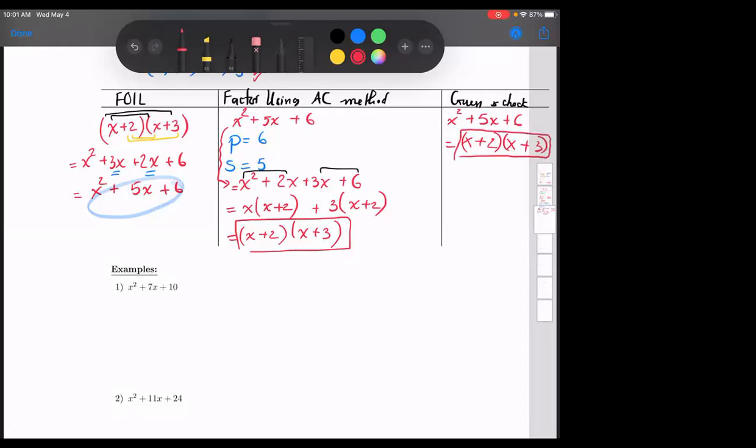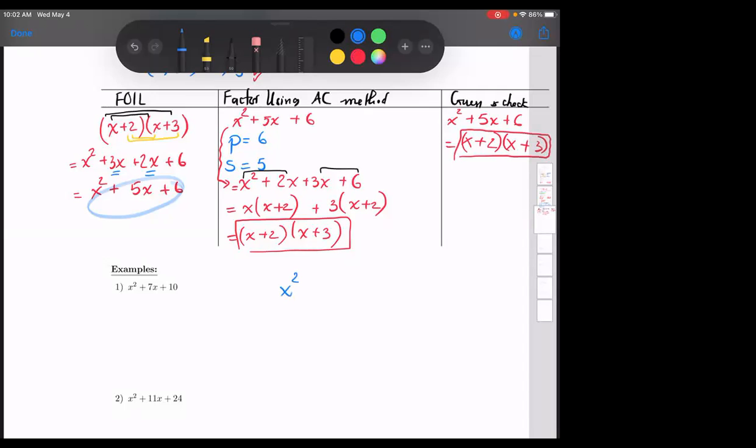I don't mind whichever. Which one do you like better? You can use guess and check or the AC method. I think for factoring with a leading coefficient of 1, a lot of you, like 95%, will like guess and check. It's faster and it's not too bad. But sometimes, if I give you something like, don't write this down, I'll erase it.